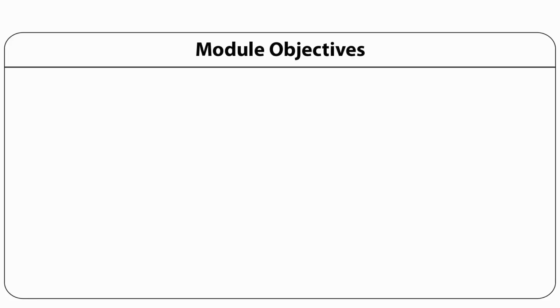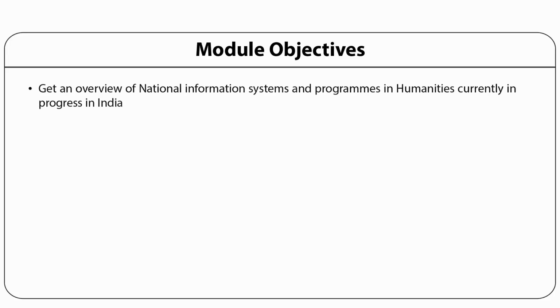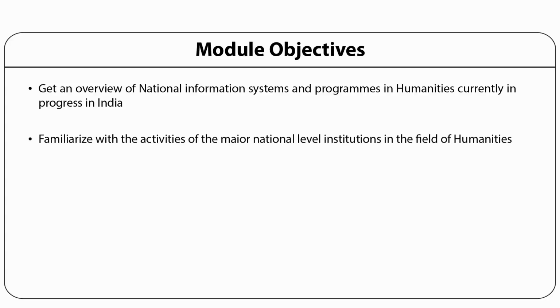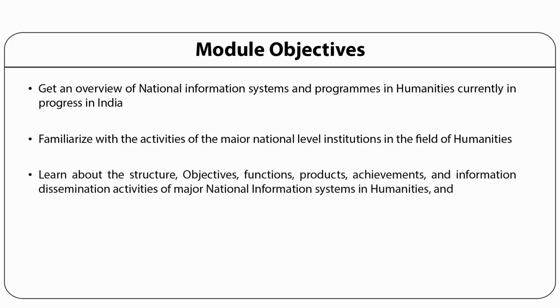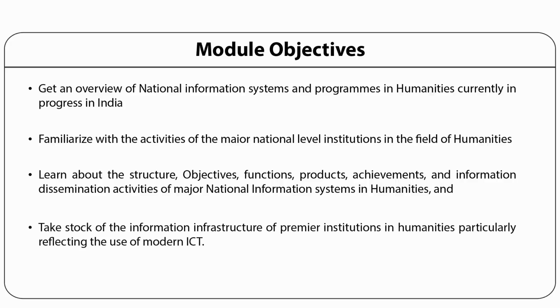The objectives of National Information System and programs in humanities are to get an overview of National Information System and programs in this field currently in progress in India, to familiarize with the activities of the major national level institutions in the field of humanities, to learn about the structure, objectives, functions, products, achievements, and information dissemination activities of major national information system in humanities, and to take stock of the national information infrastructure of premier institutions in humanities, particularly reflecting the use of modern ICT.